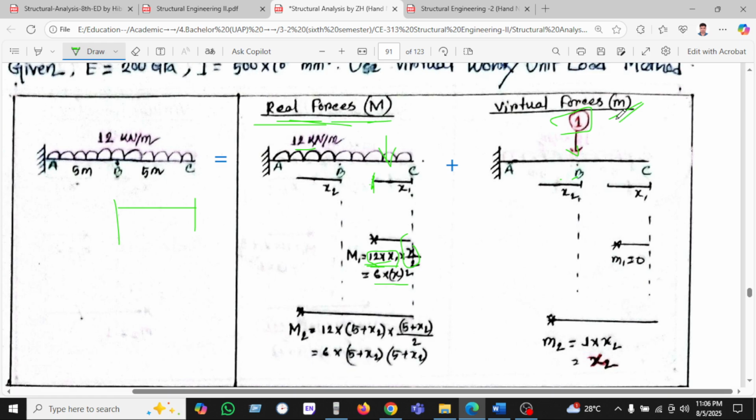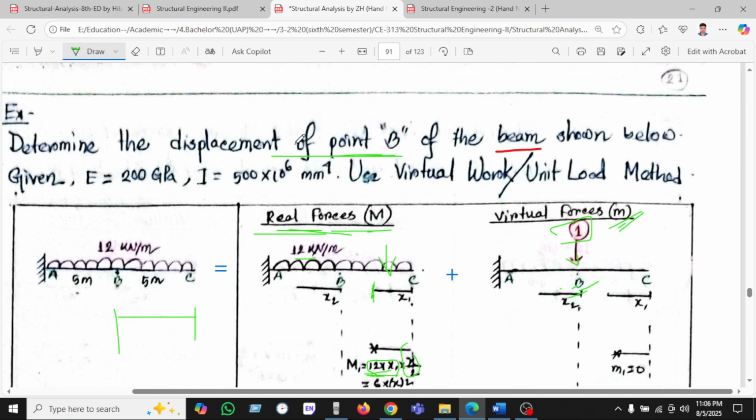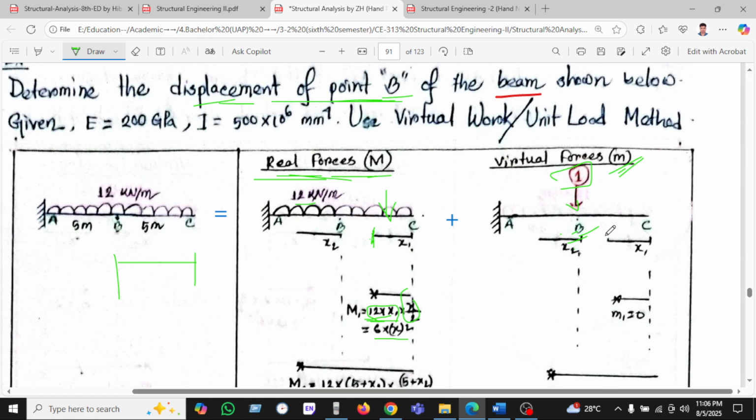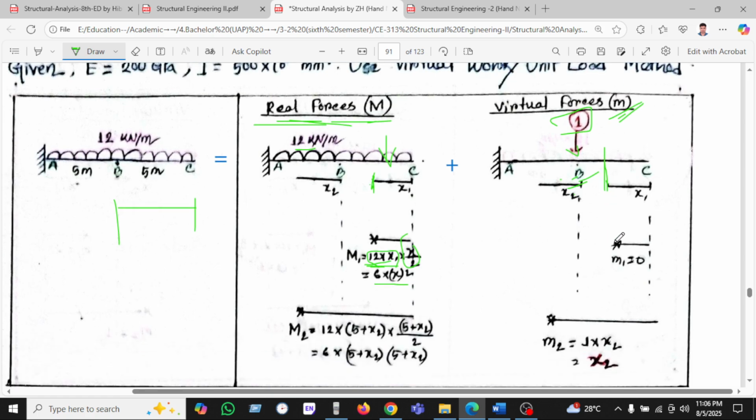For the virtual forces, we apply the load at point B, as we are asking for the displacement at point B. If we calculate here, the section is cut here where there is no load, that's why small m1 equal to 0.